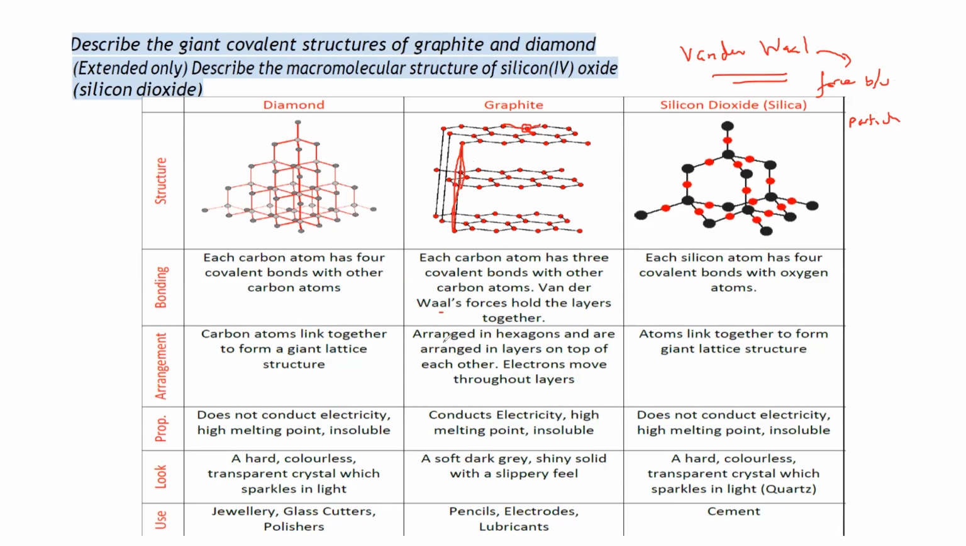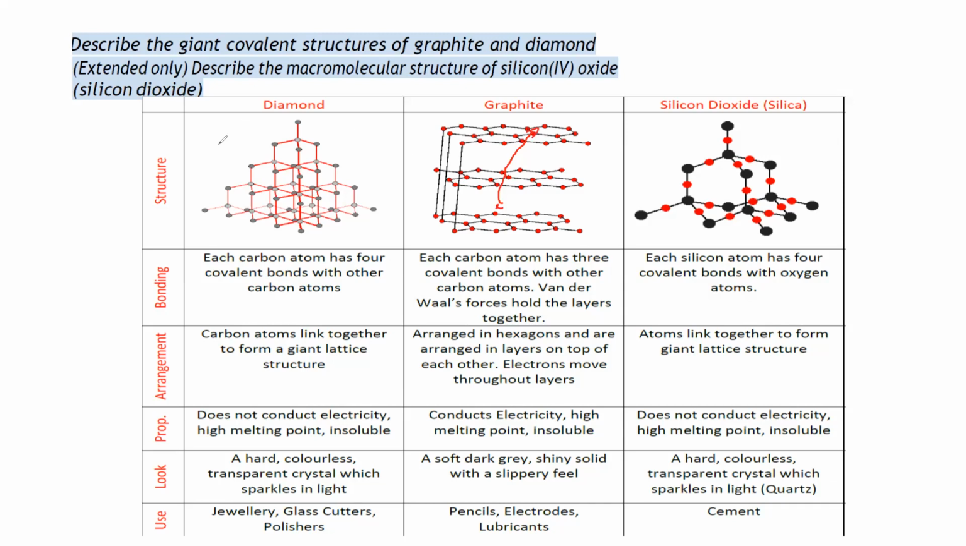And when we check the arrangement, it is arranged in a hexagon. Hexa means 6. So it is arranged in hexagons and arranged in layers on top of each other. An electron can move through the layer. So if an electron is here, this electron can move from one layer to another.